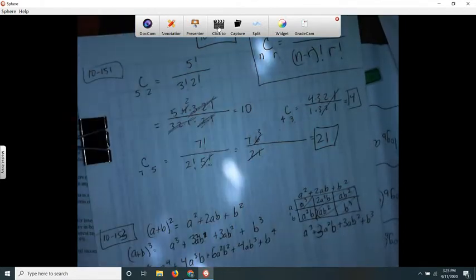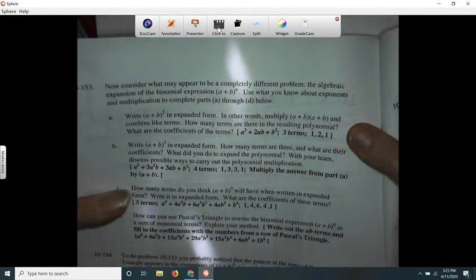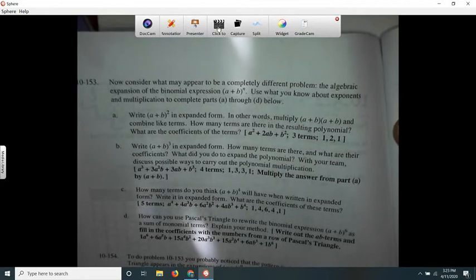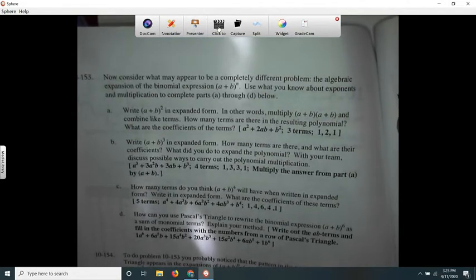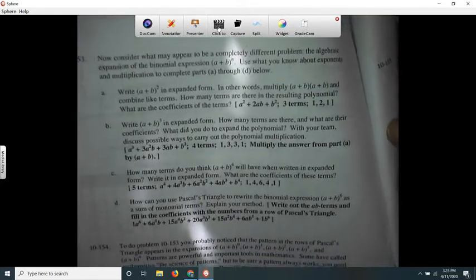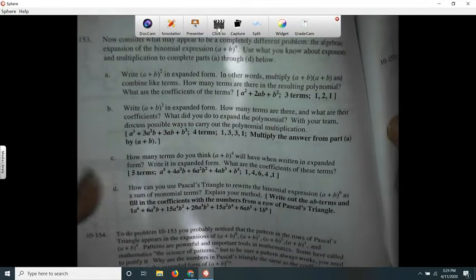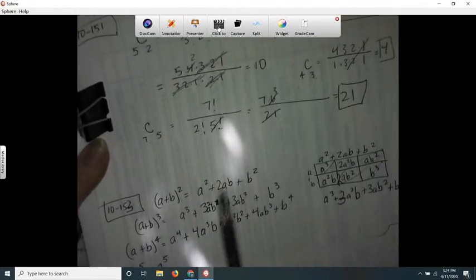So 10-153 says, now consider what may appear to be a completely different problem, the algebraic expansion of the binomial expression a plus b to the n. Use what you know about exponents and multiplication to complete the parts a through d below. Write a plus b squared in expanded form. I'm going to go a little quickly through this. I can do that one in my head because you take the first thing and square it, and then you take the first thing times the second thing times 2.